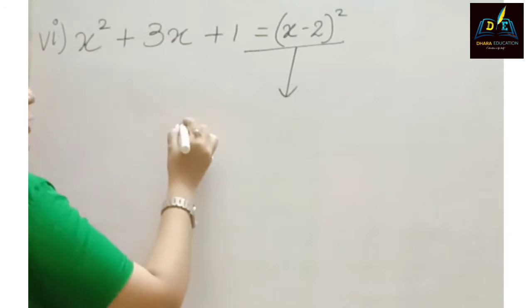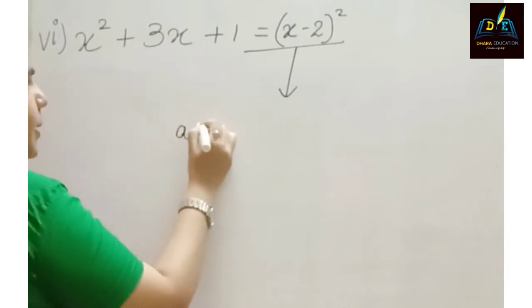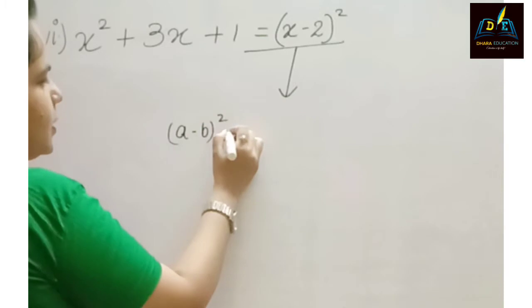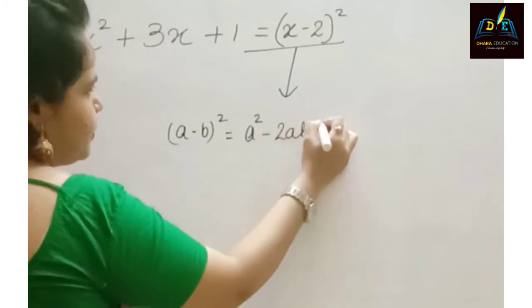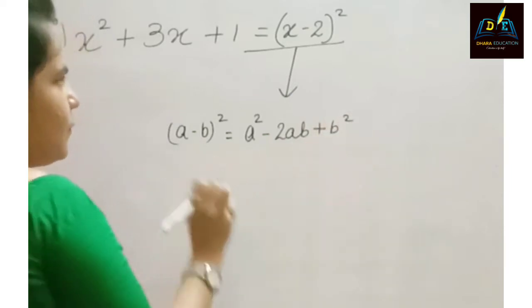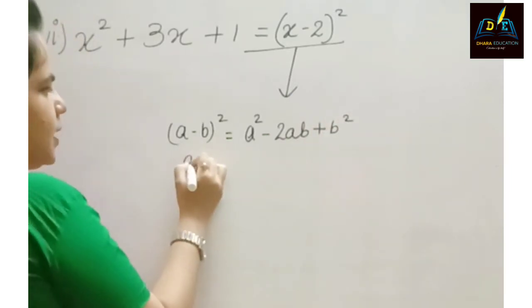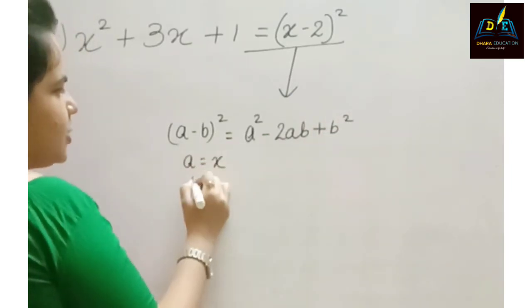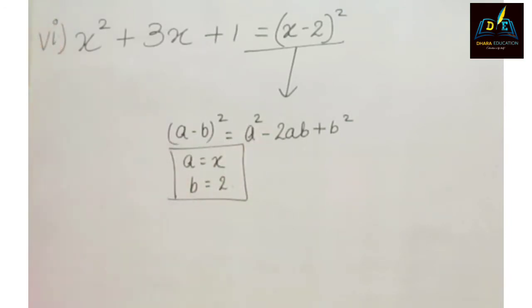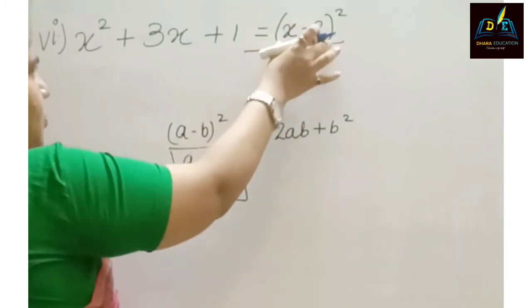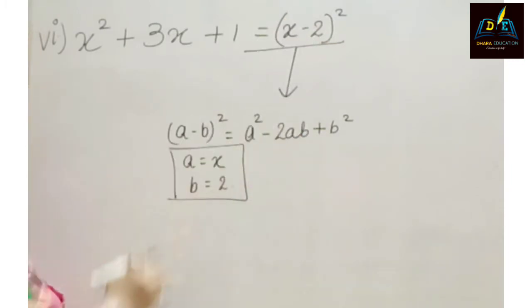We will take the formula a minus b the whole square is equal to a square minus 2ab plus b square, wherein a is equal to x and b is equal to 2. In this we need to substitute these terms into the formula, and then we can solve it in a proper way.